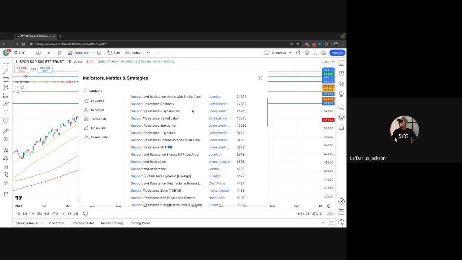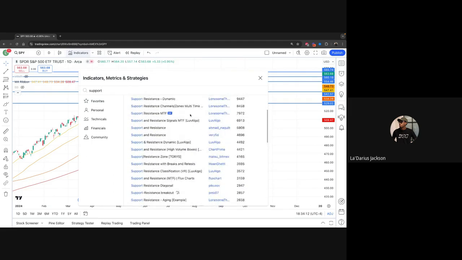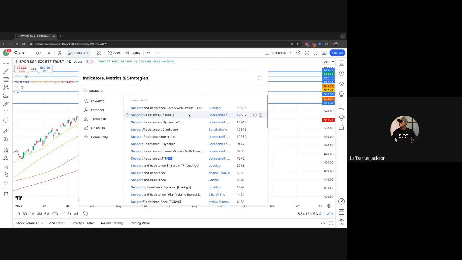Where is it at? I don't remember the exact name of it, but I haven't found any that I like. If you found some that worked for you, if anyone else in here found some automated scripts that they actually like, you can go ahead and add it to the chat or shoot us a message about it. But automated support and resistance, I haven't found any that I actually like. So I just normally draw mine manually by counting the candles.